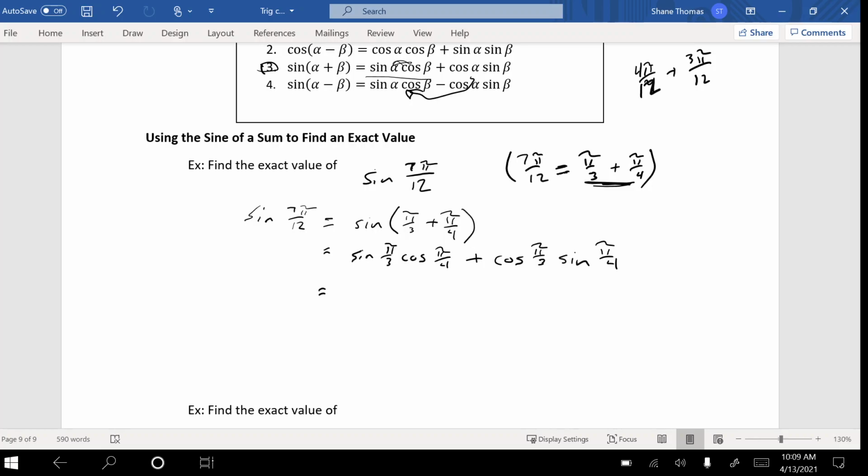All right. So, what's the sine of pi over 3 from the unit circle? Yeah, root 3 over 2. Good. How about pi over 4? Root 2 over 2. Perfect. Cosine of pi over 3. 1/2. Sine of pi over 4. Root 2 over 2. Okay? As soon as you see pi over 4, at 45 degrees, it's going to be root 2 over 2 for both of them.